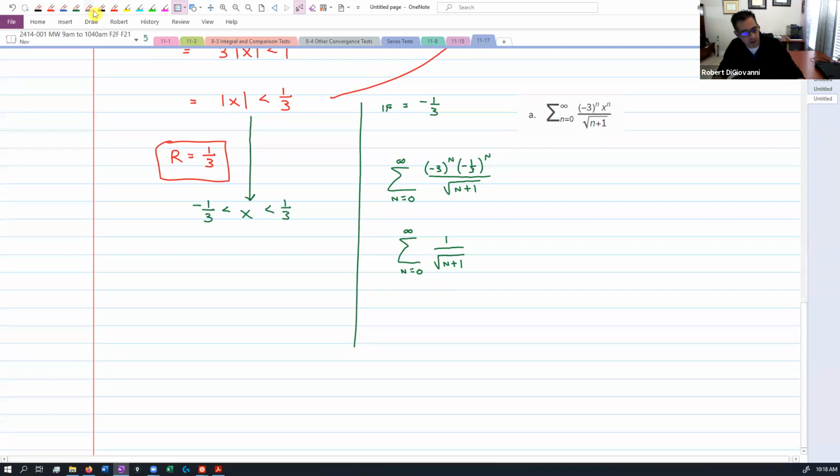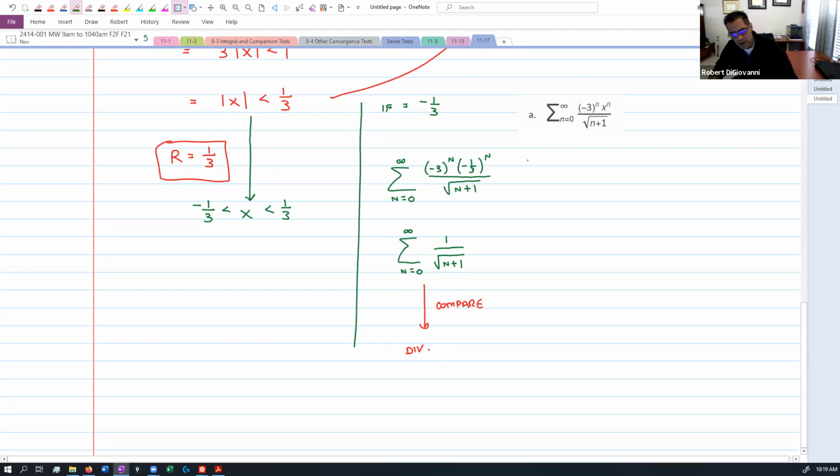I'll leave that to you. You compare it to 1 over square root of n. We should find that this diverges. It will diverge. I'm not showing the work. You would have to do that.